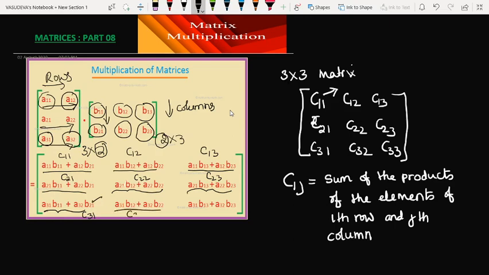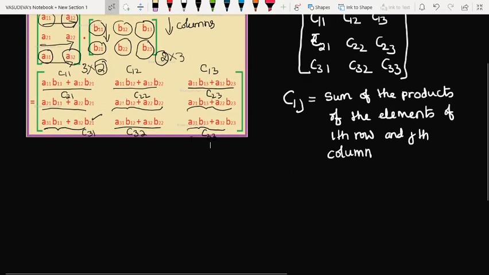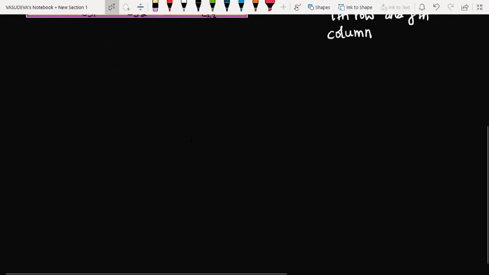So C32 is A31 into B12 plus A32 into B22. Then the last one is C33, the sum of the products of the elements of the third row and the third column. So A31 into B13 plus A32 into B23. So this is the multiplication of the matrices. Now let's take some more examples that will clarify how to multiply two matrices.